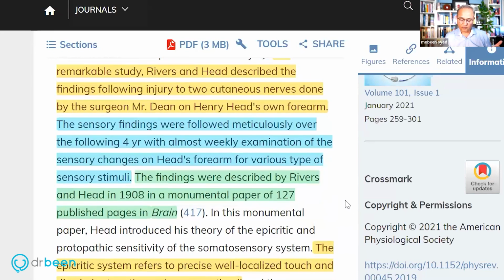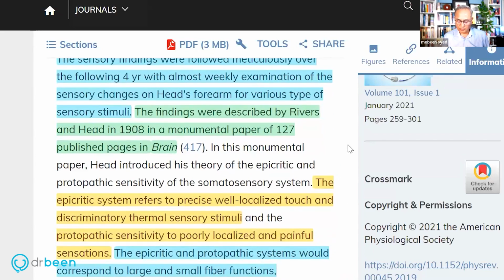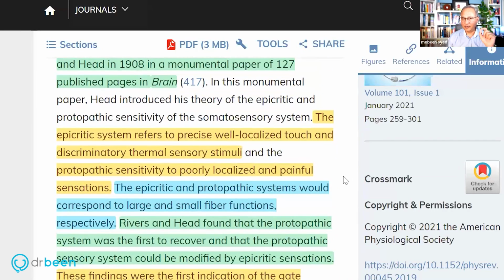The sensory findings were followed meticulously over the following 4 years, with almost weekly examination of sensory changes on Head's forearm for various types of sensory stimuli. So for 4 years, they kept documenting almost every week various senses in the area of the damaged nerve and how these are perceived. The findings were described by Rivers and Head in 1908 in a monumental paper of 127 published pages in Brain. And at that time, they classified the sensory system, not the pain system, the sensory system, into two.